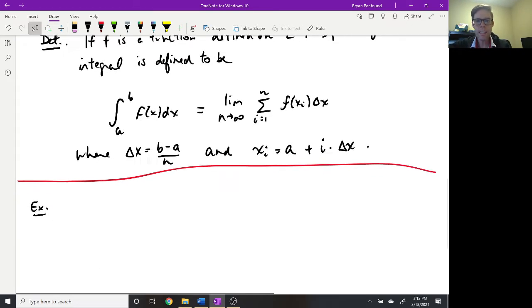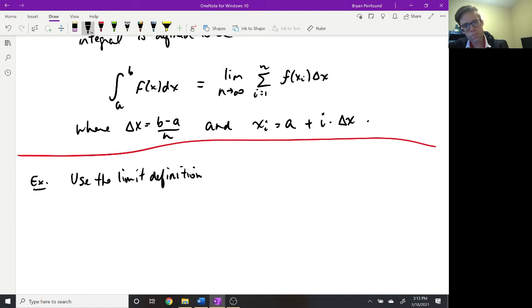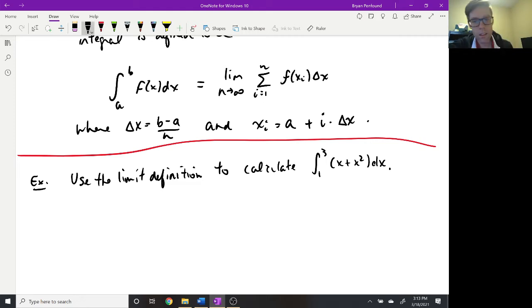But realistically, what do you guys need to be able to do? We need to be able to utilize this definition to be able to prove that an integral actually equates to what it is. So there will be an example that's going to look something like this on the final exam. It's going to say, use the limit definition to do some stuff. And so what we're going to do is calculate the definite integral of x plus x squared between 1 and 3. And we're going to do that using the limit definition.